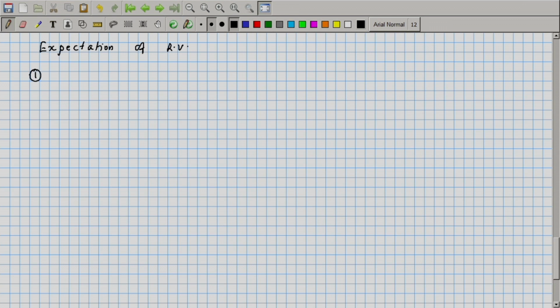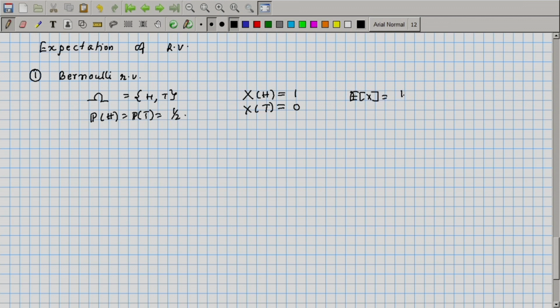Okay. The first example that we will see is what is called as a Bernoulli random variable. Okay. So, the sample space here is the coin toss sample space, and we will assume that probability of h is equal to probability of t is equal to half. Okay. And the random variable is the following. Okay. If the coin toss results in a head, then the random variable takes the value 1, and if the coin toss results in a tail, the random variable takes a value of 0. Okay. So, this is an example of a Bernoulli random variable, and the expectation clearly is half.